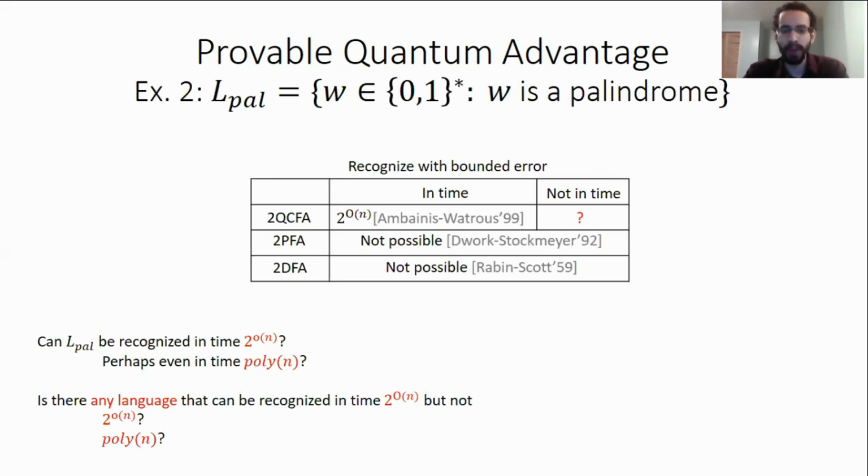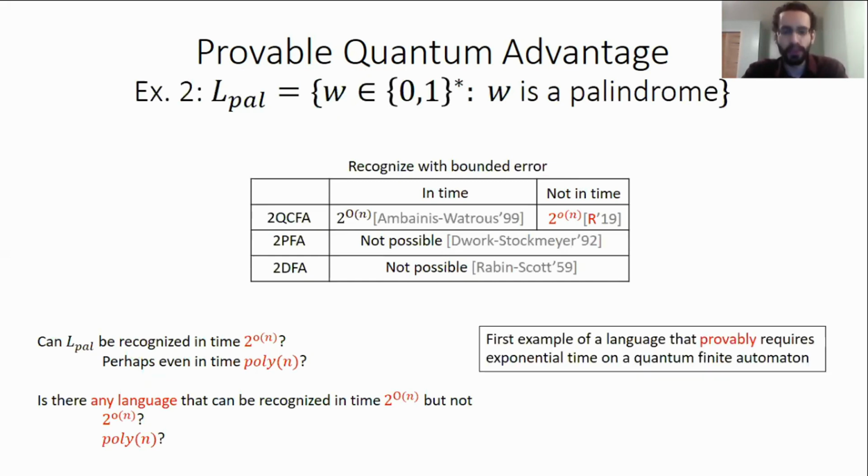These were all open questions, and in a separate paper, which builds on this one, we show that in fact you can't do any better than the Ambainis and Watrous 2QCFA construction. No 2QCFA can recognize the palindrome language in sub-exponential time. But here it's worth again emphasizing that this is the first example of a language that provably requires exponential time on a quantum finite automaton.